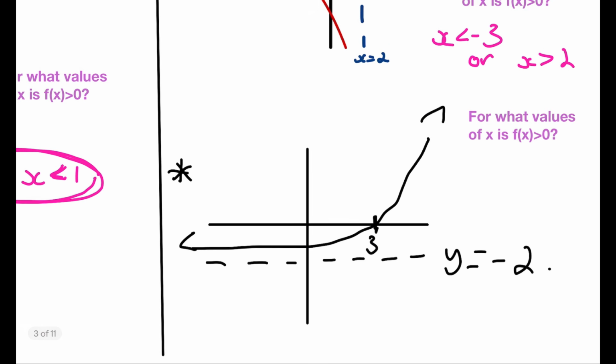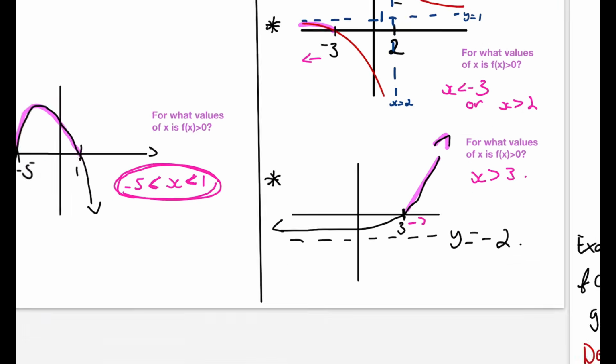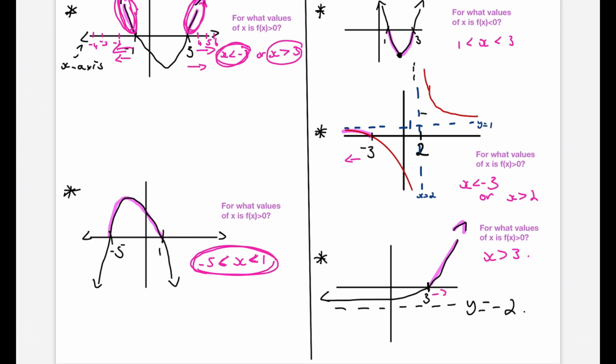Here's another one, an exponential graph. For what values of x is f of x greater than 0? That means where's the graph above the x-axis? That's here. That's where it's above. And that is actually everything to the right of 3. So the answer to this is x values bigger than 3. For x values smaller than 3, we're finding that the graph is below the x-axis. Great, I hope this helps.